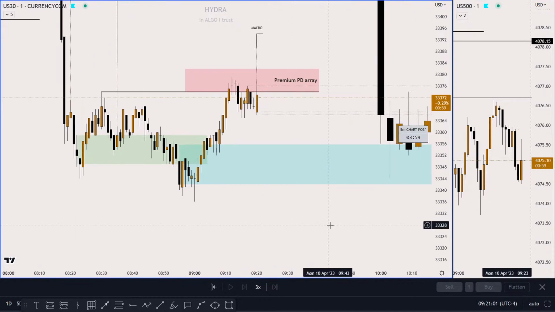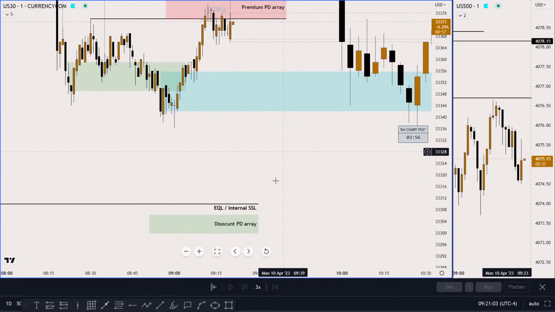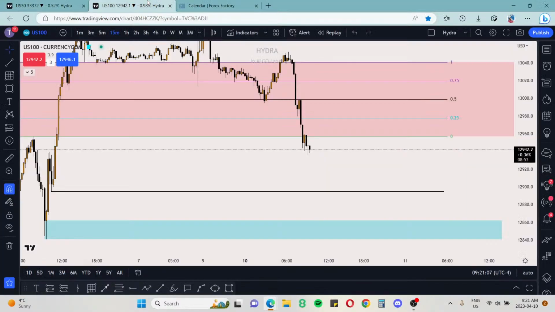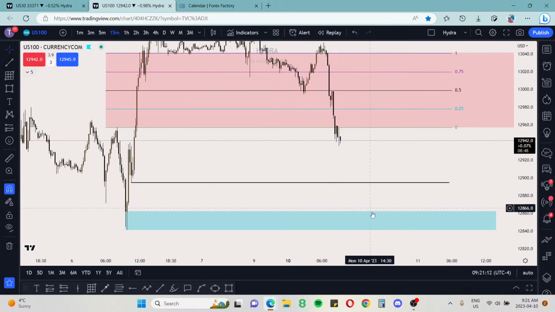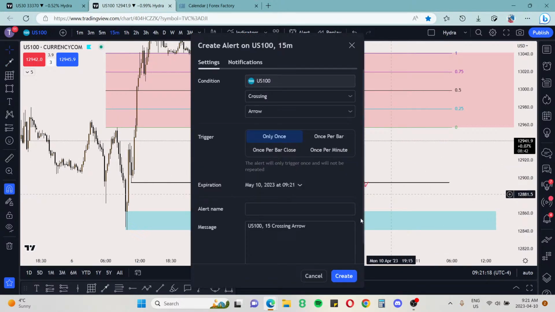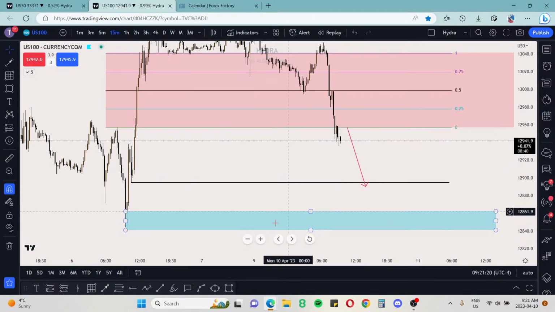Anyway, let's go back to US 30. Let's see what price does. Our draw on liquidity is here. Keep that in mind. Let's look at dollar, what dollar is doing. So I told you I want to see price remain heavy on US 100, right? That's our nearest draw on liquidity. That's the swing low, and after that we can target this swing low right here. Our nearest draw on liquidity is here. Our next draw on liquidity is here.